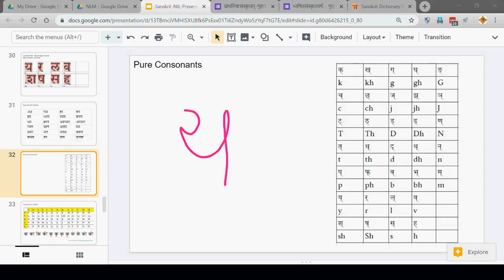So for example, we write ya like this. To make the yu, we just add a curly part at the bottom. This is yu, which sounds like yu, this syllable. And is anything special here? No. So all are similar.